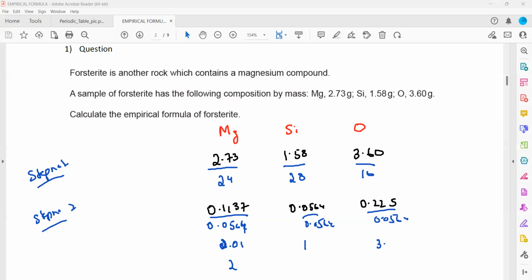3.94. Now 3.9 is approximately equal to 4. Okay, yeah, that's right. So 3.9, we can round it off to 4. This was already a whole number.